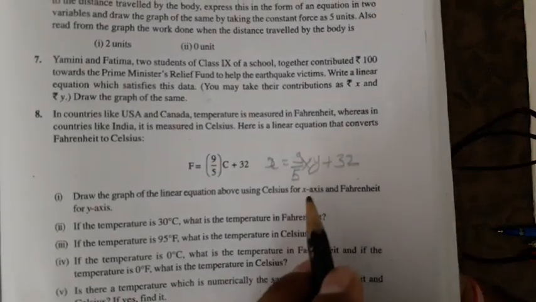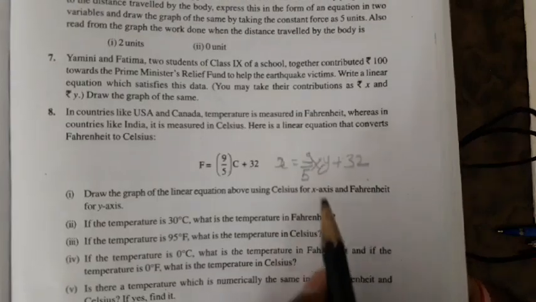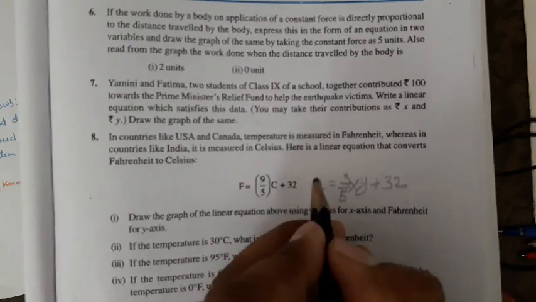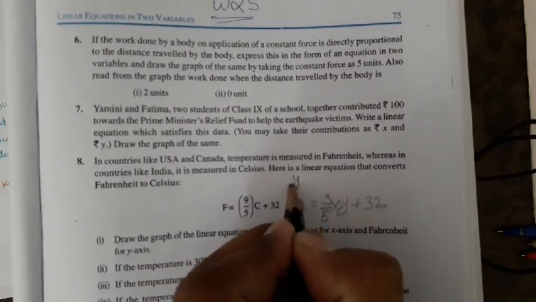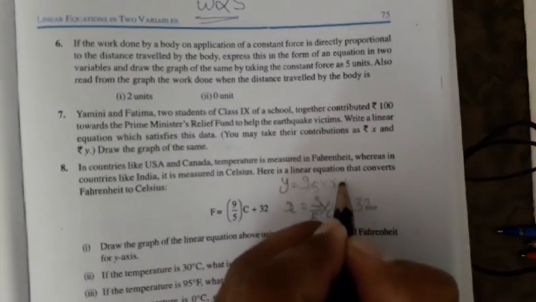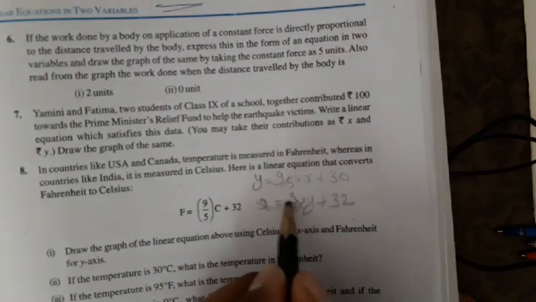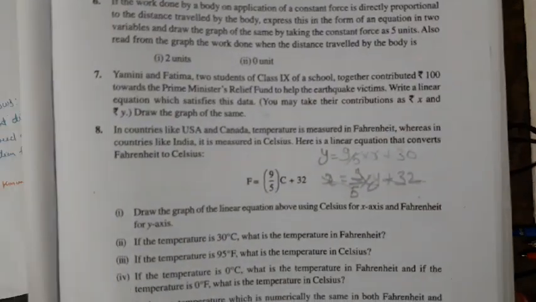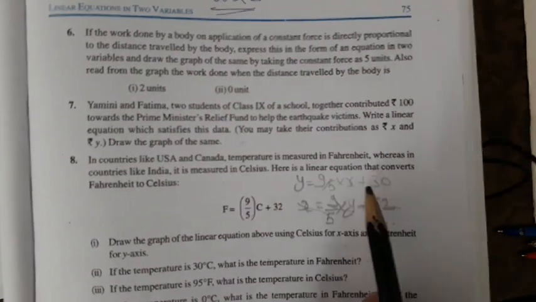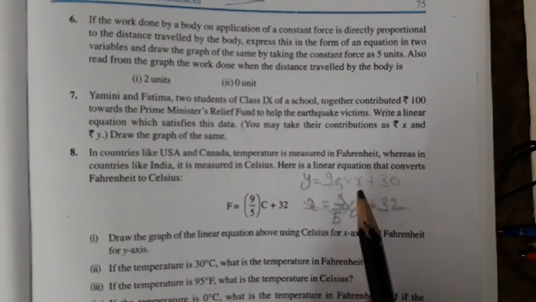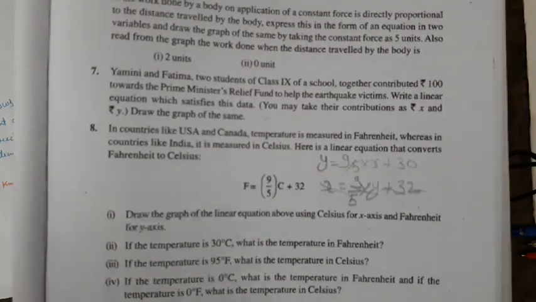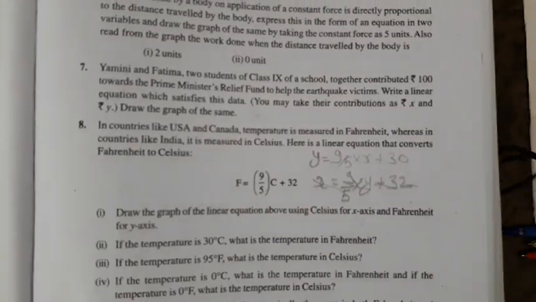So Celsius is on the x-axis and Fahrenheit on the y-axis. Instead of F, I could have taken y. So according to the question, my equation would be y equals 9 by 5 into x plus 32. Now instead of x, whatever you want you can put, then you will get the value of y. Again, whatever you put for x, you get the value of y, and then you will get at least two solutions. Then using those solutions, you can draw the graph, or you can go through the PDF.